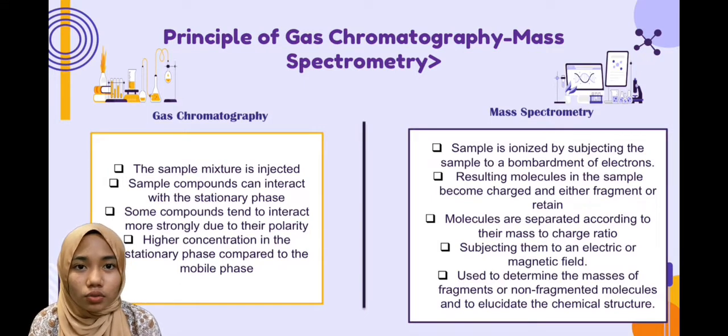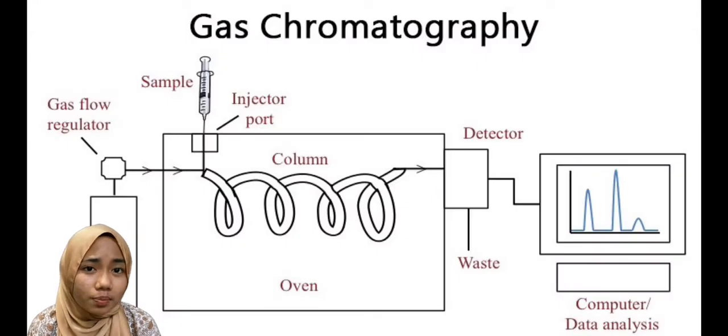GC is also known as gas-solid or gas-liquid partition chromatography due to the distribution of compounds between the solid or liquid stationary phase in a column and the gaseous mobile phase. Figure 1 illustrates the separation of compounds in a GC. The sample mixture is injected, vaporized and flows into the thermally controlled column by an inert gas.